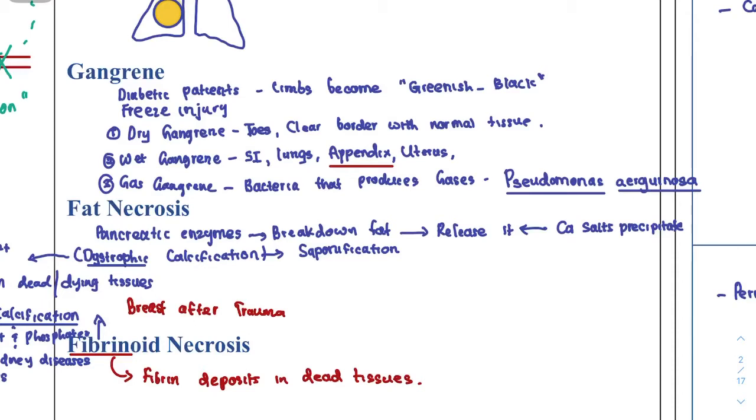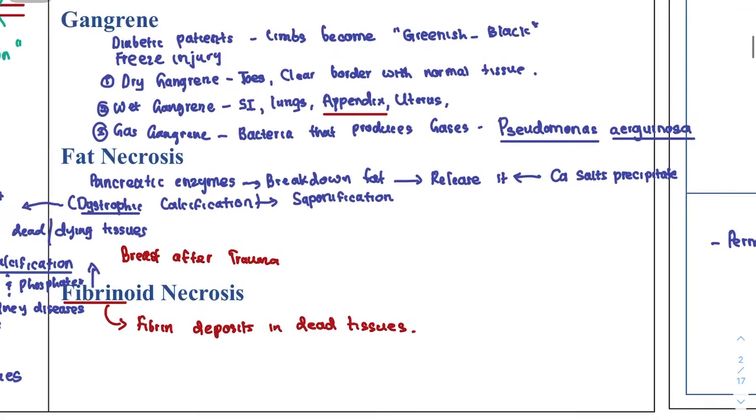First type is dry gangrene. You see it in toes mainly, especially in diabetic patients, and you have a clear border with the normal tissue. Next, if you superimpose an infection, or if it is in an area which is naturally wet, you can get wet gangrene. Best examples: small intestine, lungs, appendix, and the uterus.